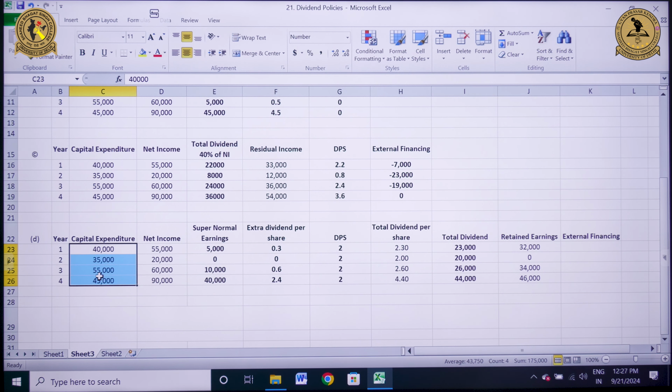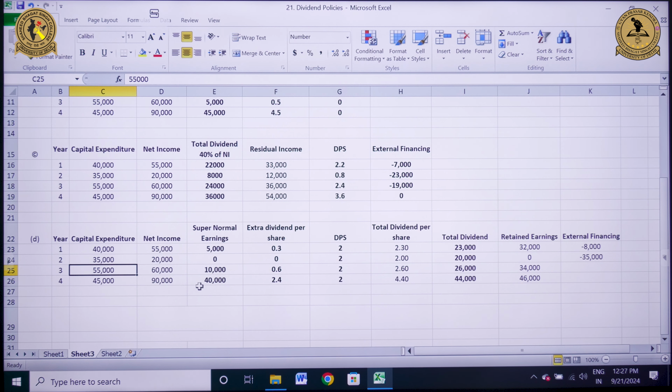Now I need to identify how much is the external financing requirement by comparing the capex requirement with the retained earning. In year 1, the capex requirement is 40,000. However, the retained earning is only 32,000. So it will be 32,000 minus 40,000. So 8,000 is the external financing requirement in year 1. In year 2, the retained earning is 0 and the capex requirement is 35,000. It comes out to be 35,000 in year 2.